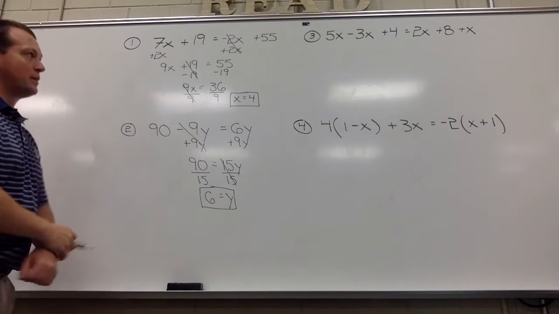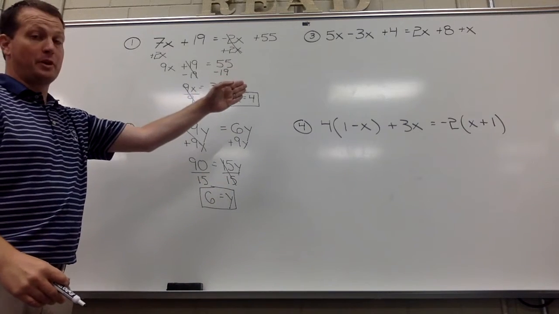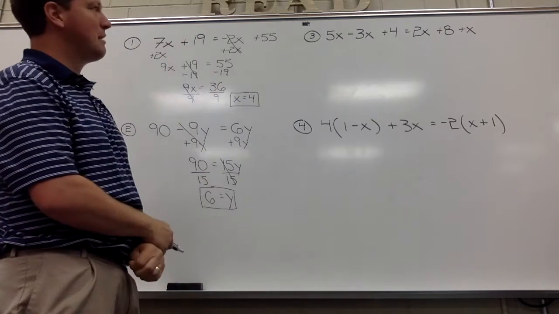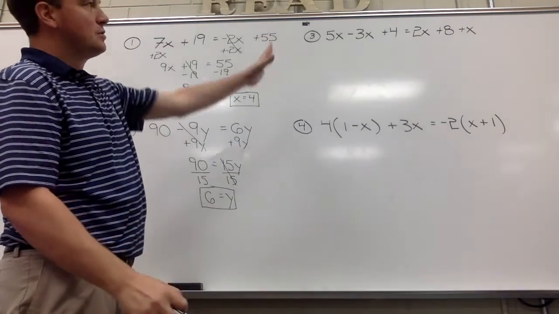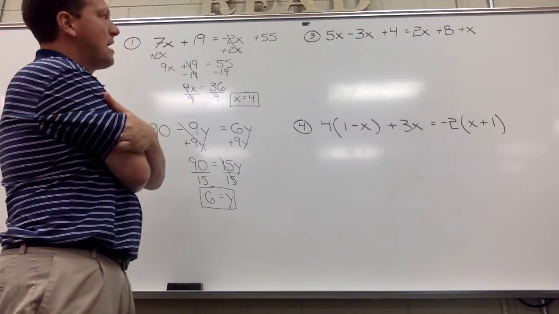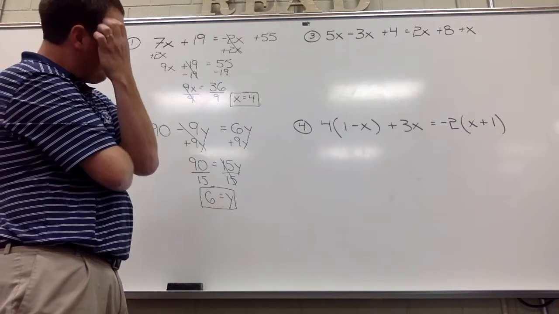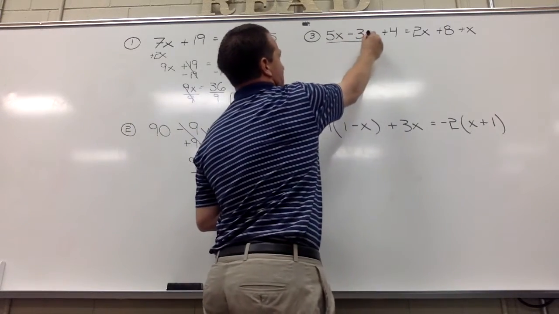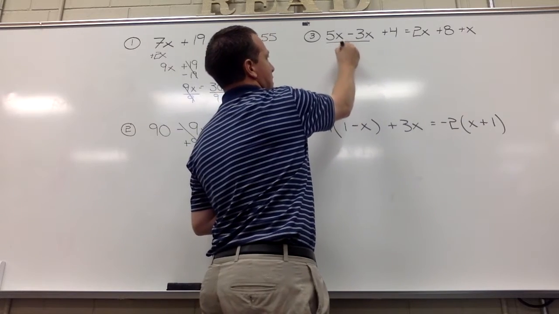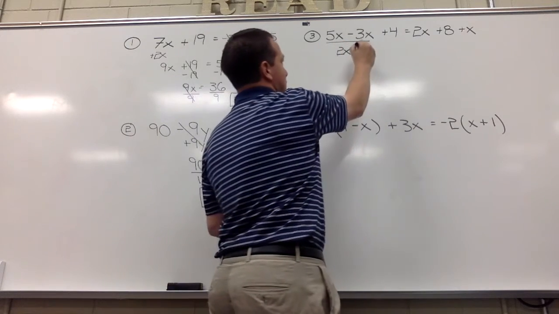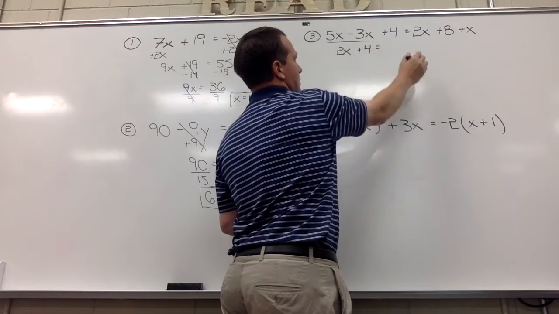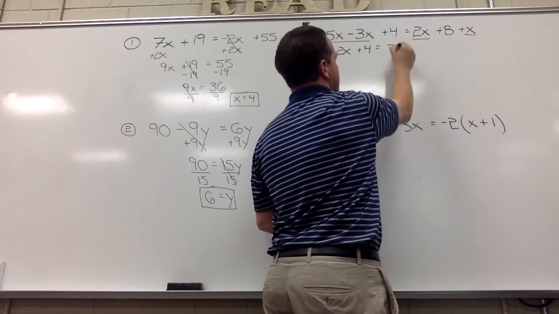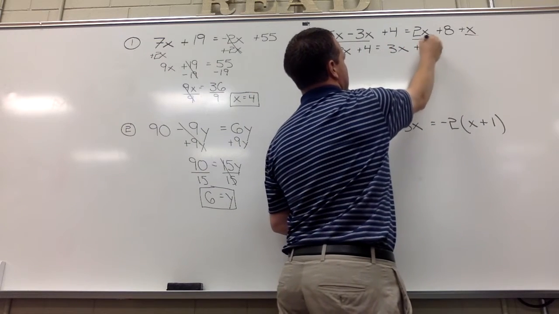Hopefully we're rocking and rolling here. So far, so good. Example 3. Whoa, Nelly, we got one here that needs a little cleanup on both the left and the right side. So as I scan through the left side of 5x minus 3x plus 4, I can see two x terms here that I'm going to put together. 5x minus 3x is 2x. I still have plus 4 will equal 2x and 1x on the right side are going to combine to make 3x. And I still have plus 8.